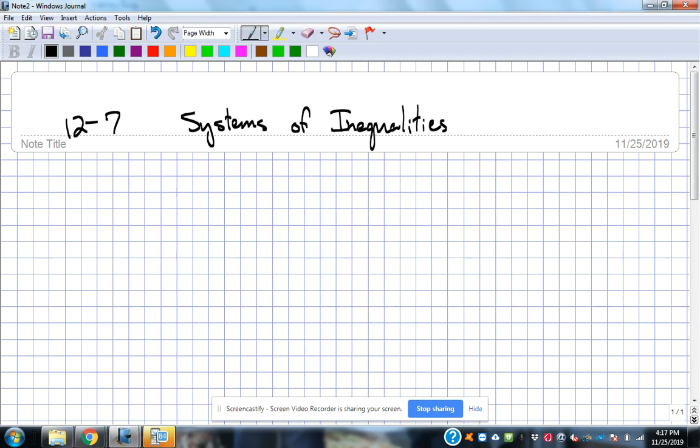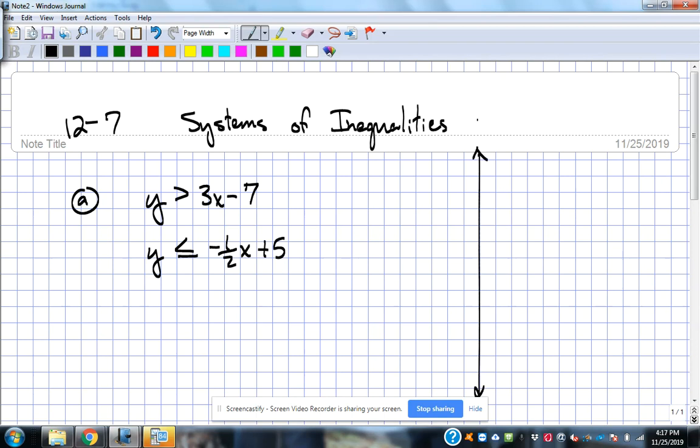All right, so let's take a linear system first. We hadn't done any of those, so let's take a linear system of inequalities. Let's say we had y is greater than 3x minus 7. And then the other inequality is y is less than or equal to negative 1/2 x plus 5. The idea here is that you would take each of these inequalities and graph them on the coordinate plane. That's what we're doing. And the shading of these two graphs will be the answer.